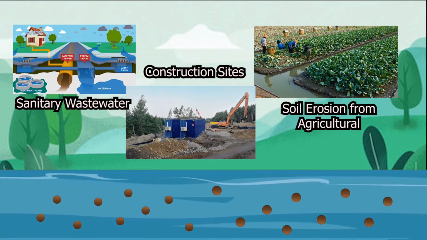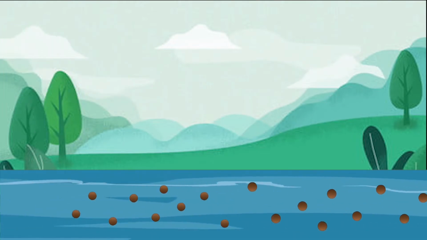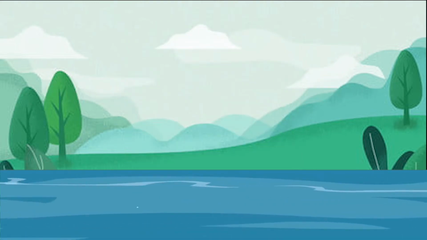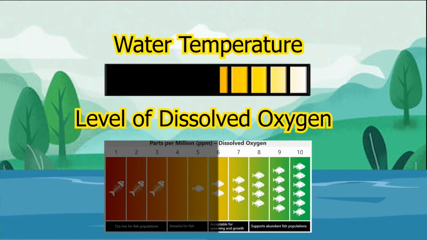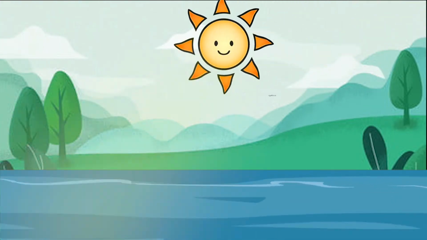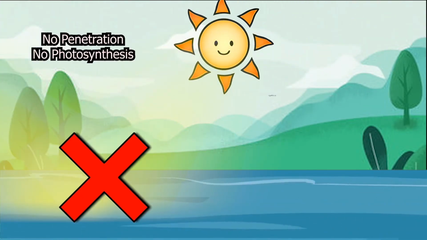If the level of TSS increases, the water body will lose its ability to support a diversity of aquatic life. Suspended solids absorb heat from sunlight, which increases water temperature and decreases the level of dissolved oxygen. Photosynthesis also decreases since less light penetrates the water.